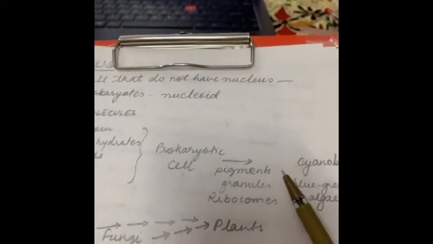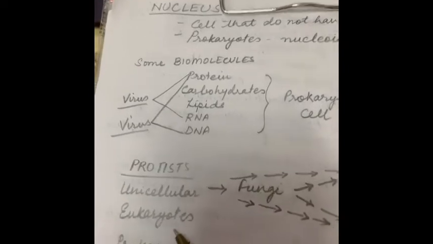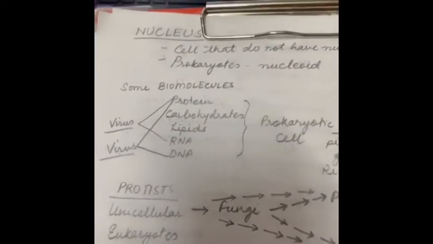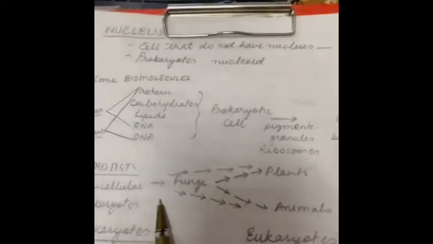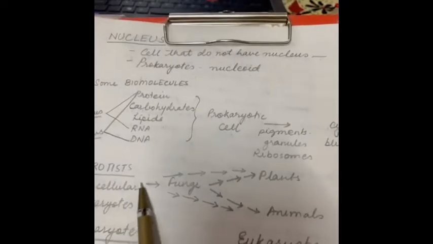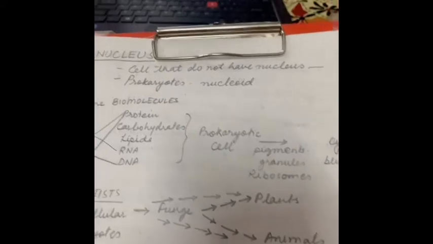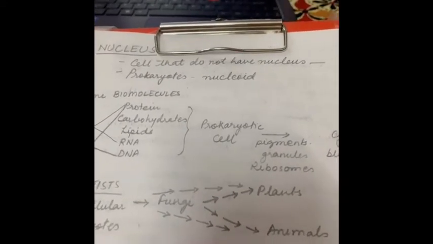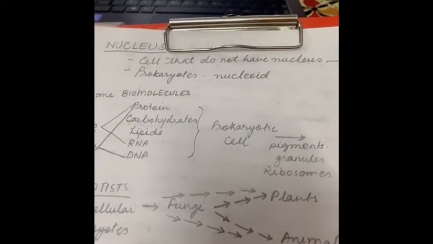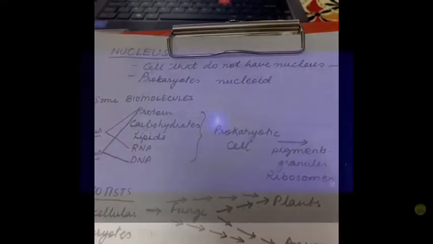From these unicellular organisms developed the unicellular eukaryotes. From the unicellular eukaryotes developed the fungi. And from these unicellular organisms developed the plants and the animals that they are today. For this, I would like all of you to view this short video.